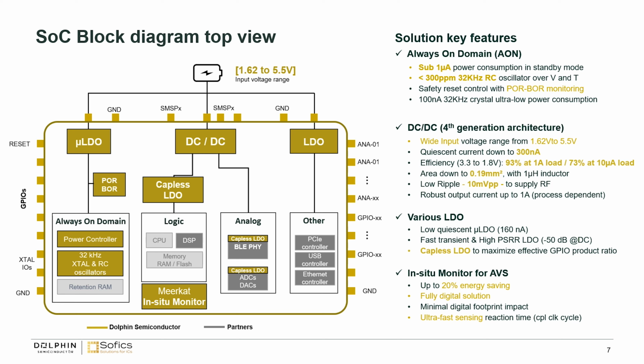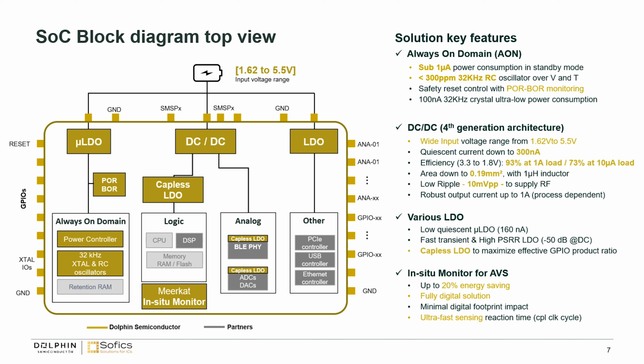Super low quiescent current. In terms of efficiency, this DC-DC has 93% efficiency when loaded, but most important, the efficiency is still 73% at super low load. Usually a DC-DC is efficient when loaded or efficient at low load, right? It's designed for one or the other. But here we have an IP that is efficient whatever the condition. It is super low area, and it has a super low ripple.